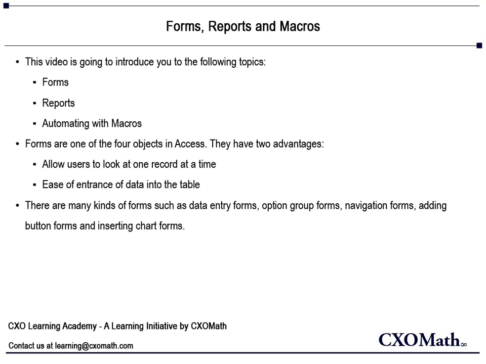Forms are one of the 4 objects in Access. They have 2 advantages. First, they allow users to look at one record at a time. Second, users can easily enter data into the table. There are many kinds of forms such as data entry forms, option group forms, navigation forms, adding button forms, and inserting various kinds of objects in the form.